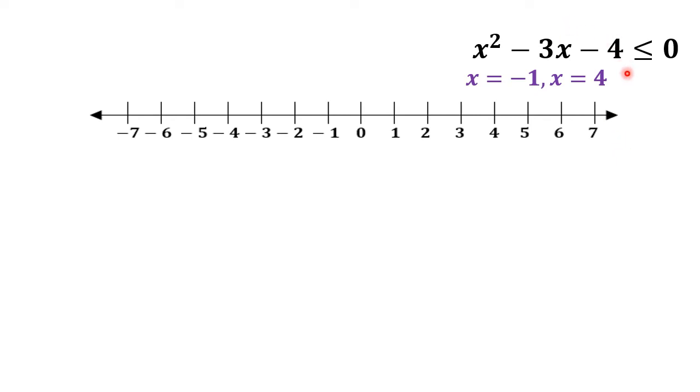Since na ang ating inequality symbol ay less than or equal to, ibig sabihin, si negative 1 at si positive 4 ay part ng solution set. So, or they are included. Okay? So, it means that si negative 1 at si 4 ay solid circles. Okay? So, eto na yung ating dalawang critical points. So, nahati ulit ang ating number line into 3 regions.